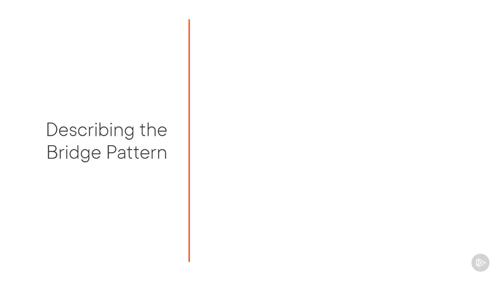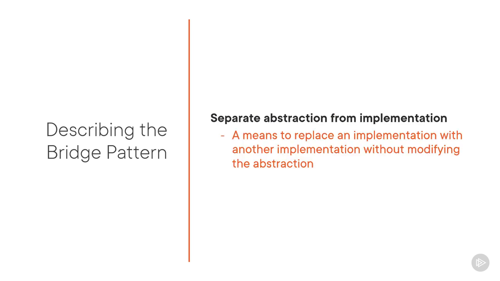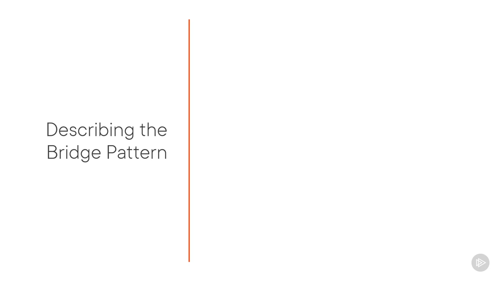You could rephrase this as: this pattern aims to separate an abstraction of the class from the implementation. As a result, this provides the means to replace an implementation with another implementation, without modifying the abstraction.